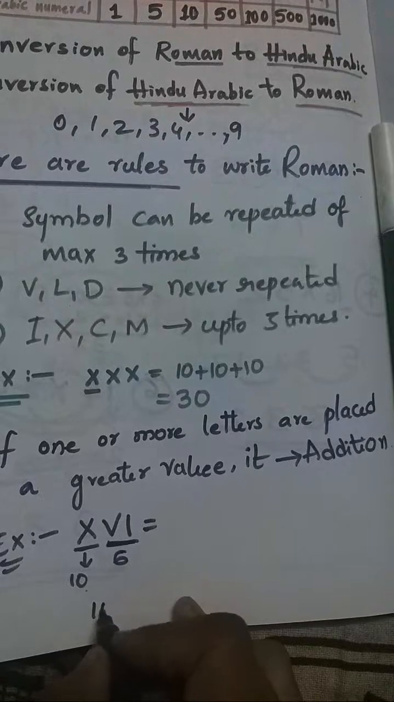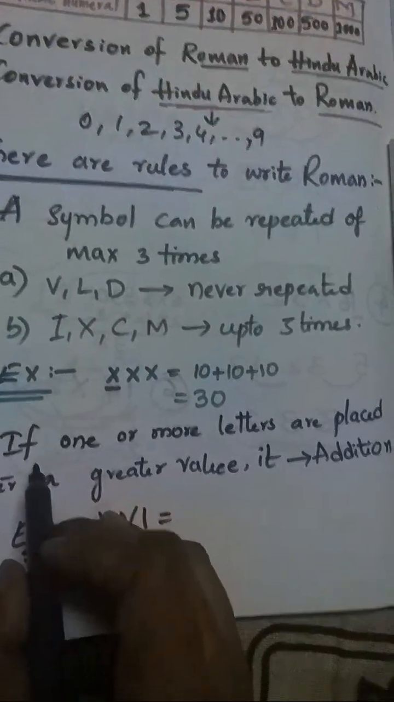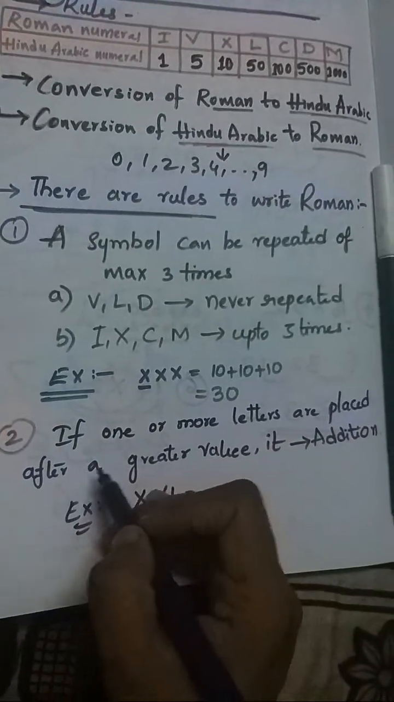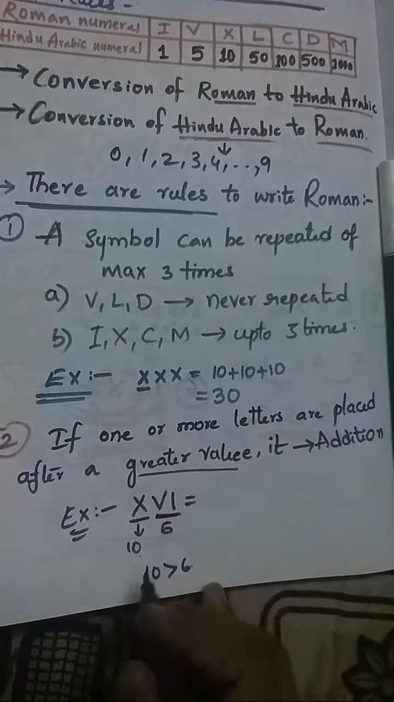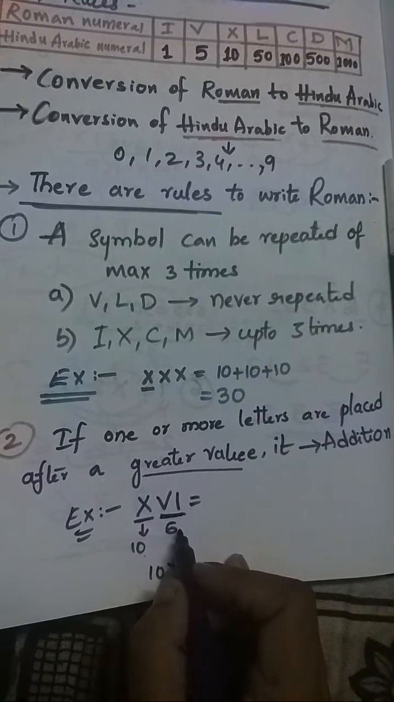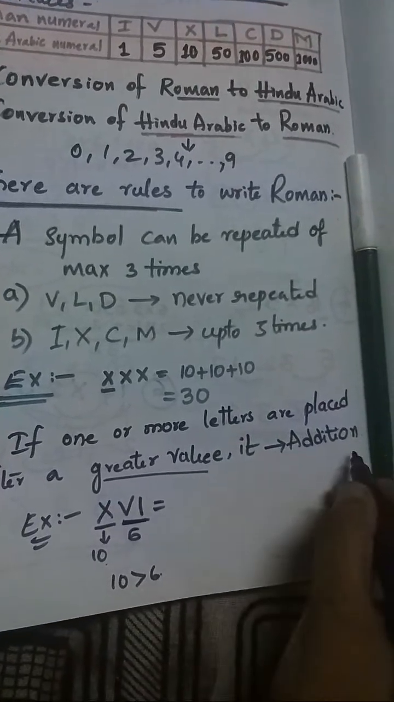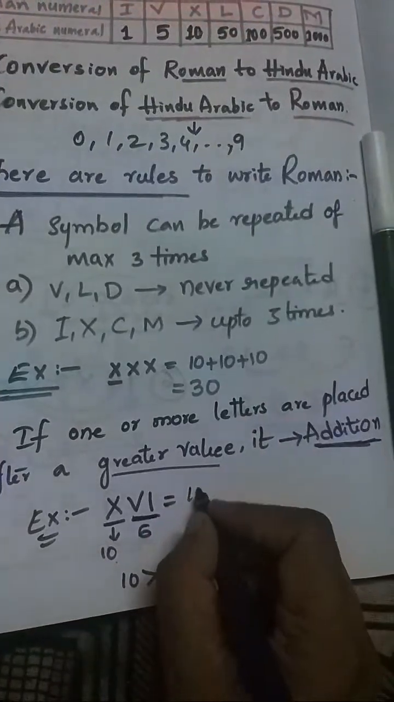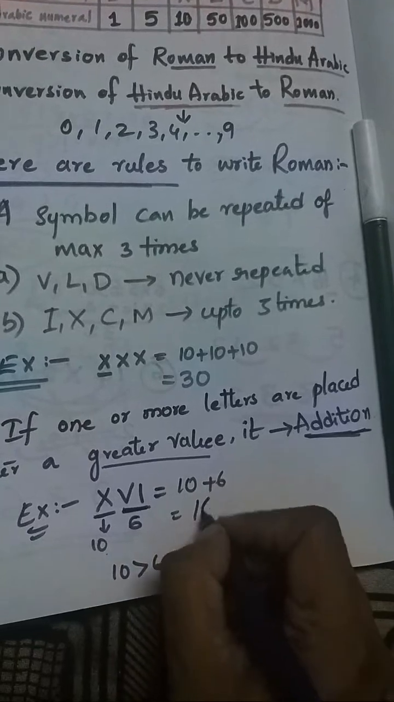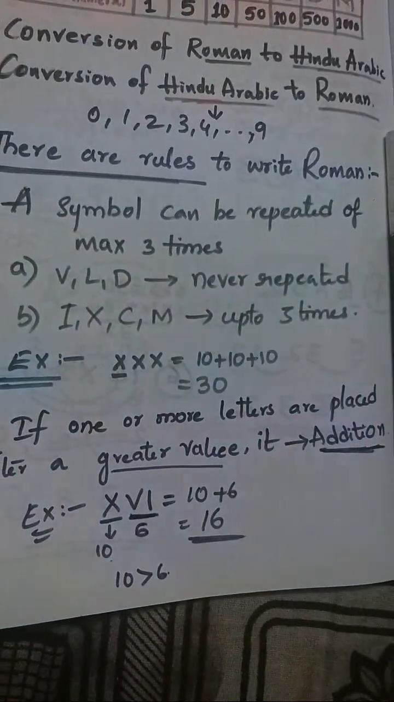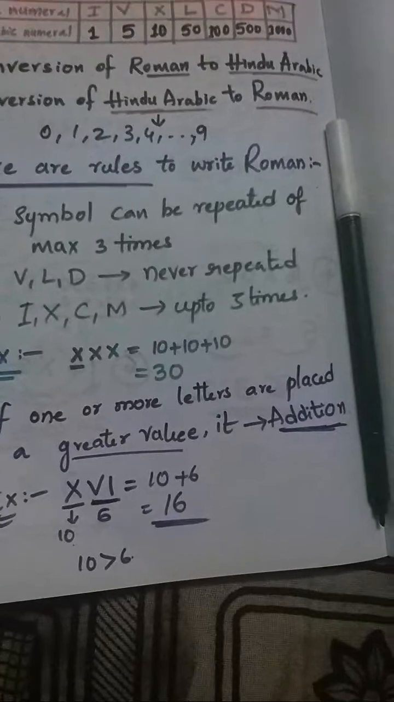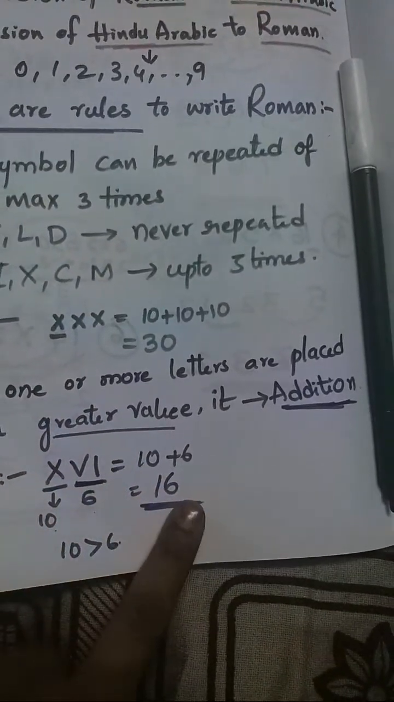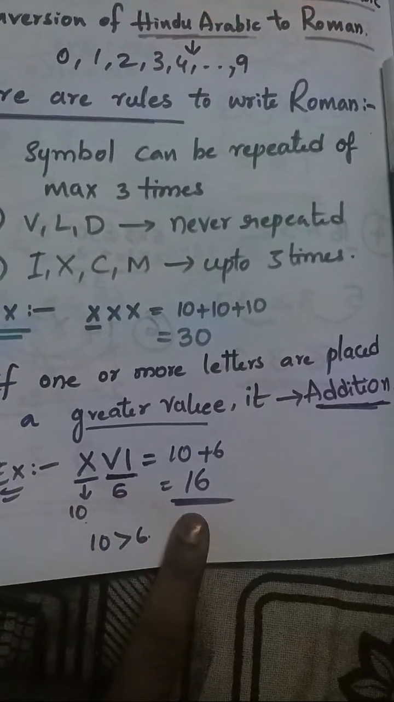Okay, 10 is greater than 6. So here, the second rule: if one or more letters are placed after a greater value, that means after the greater value we have a smaller value, then it means we have to do addition. Then what we have to do is 10 plus 6, that is 16, which we get in Hindu Arabic numeral. Okay, we have converted this Roman numeral into Hindu Arabic numeral. Like this we have to convert.